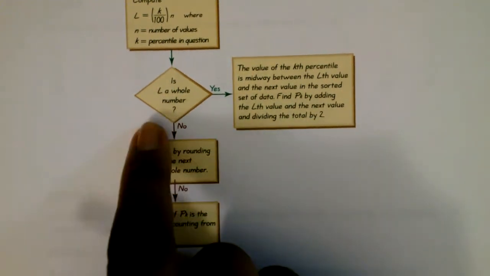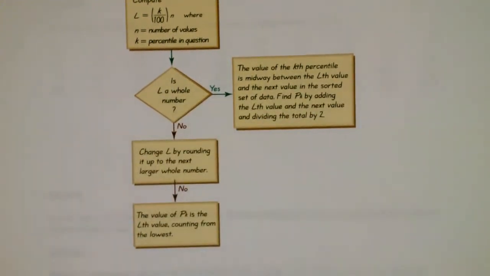That means it's a whole number. That means you have to look at the 11th number and the 12th number to find out what your percentile is. So you have to add, for example, the 11th and the 12th number together and divide by 2.